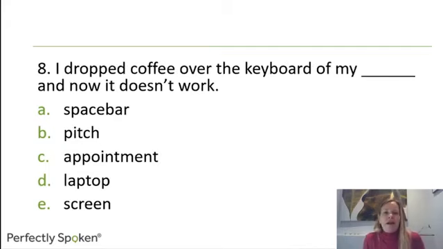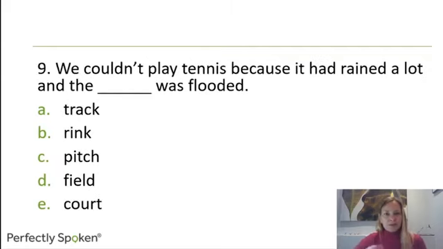Okay, number 8. I dropped coffee over the keyboard of my blank, and now it doesn't work. A, spacebar, B, pitch, C, appointment, D, laptop, or E, screen. And the answer is D, laptop, portable computer.